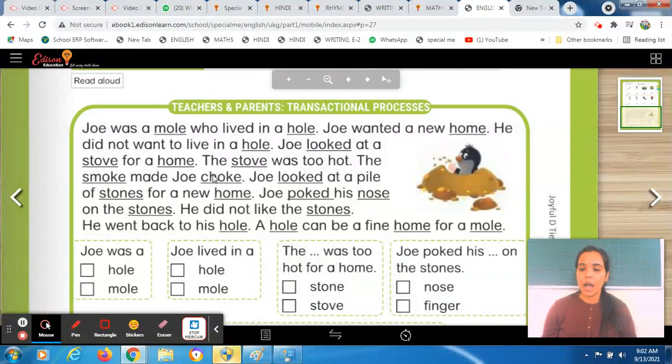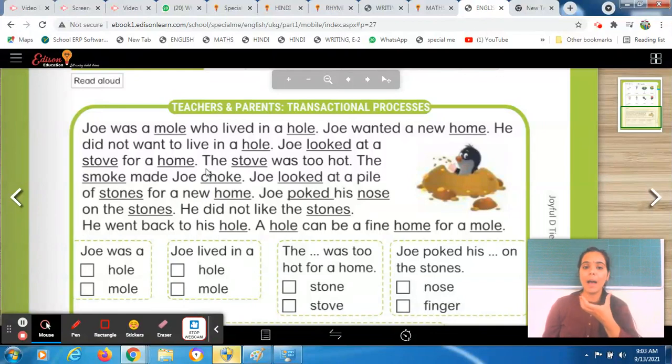CH will give you sound. CH is your blend. It will give you what sound? Ch sound. Can you give me an example of CH sound words? Ma'am, chalk. Very good. So now you will read this word: choke. Okay, this is not chalk. Not the chalk you use on the blackboard, it is choke.